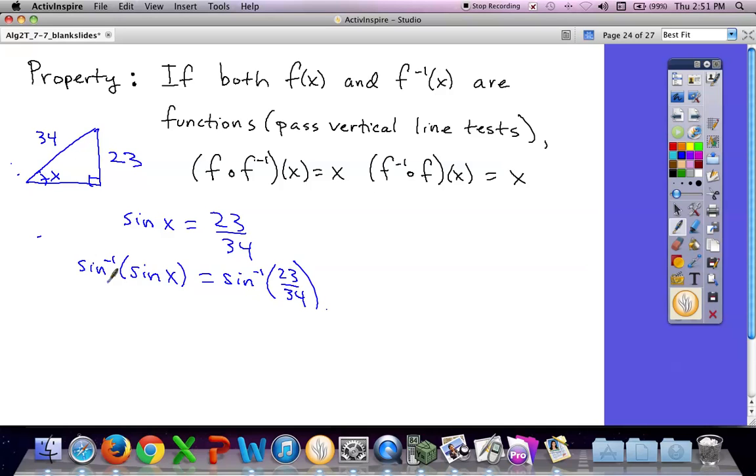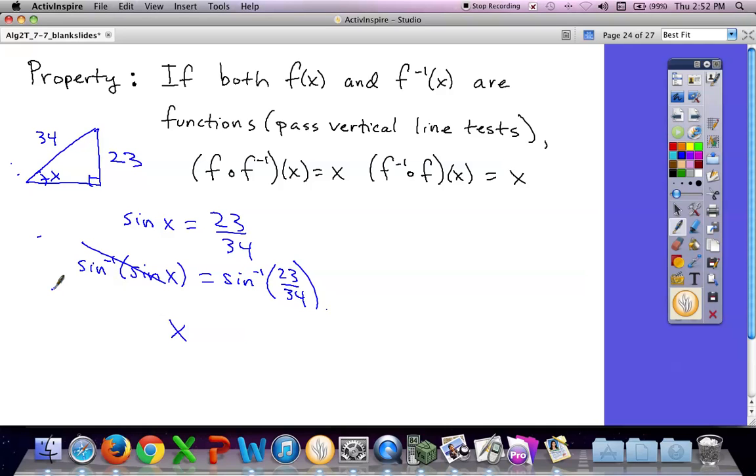Okay, and this sine inverse on the left, the sine inverse of the sine, that's a composition of functions. That's like this. Remember when we go f of g of x? That's what this is right here. But this property is saying that when both the function and its inverse are functions, they pass vertical line test, then the sine inverse and the sine, they cancel each other out. And all that's left is the x. That's how you solve for x. You have to take the inverse of both sides.